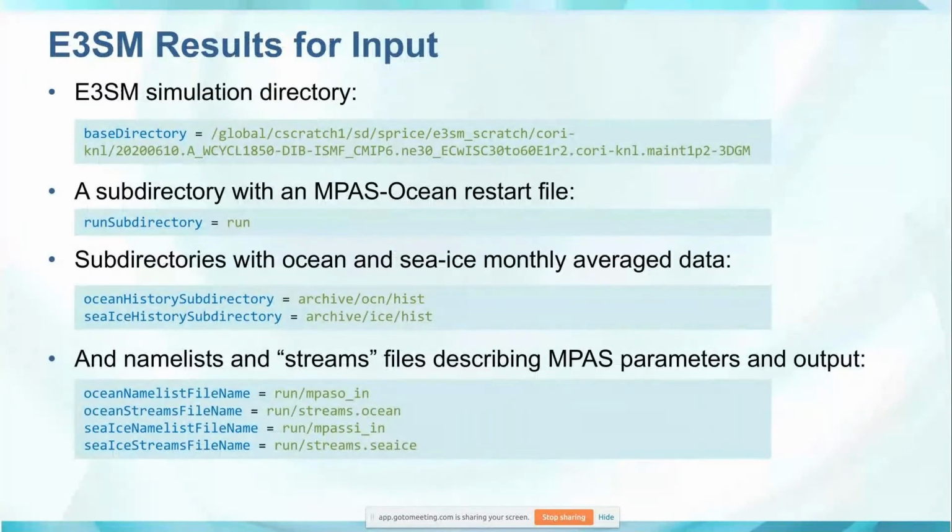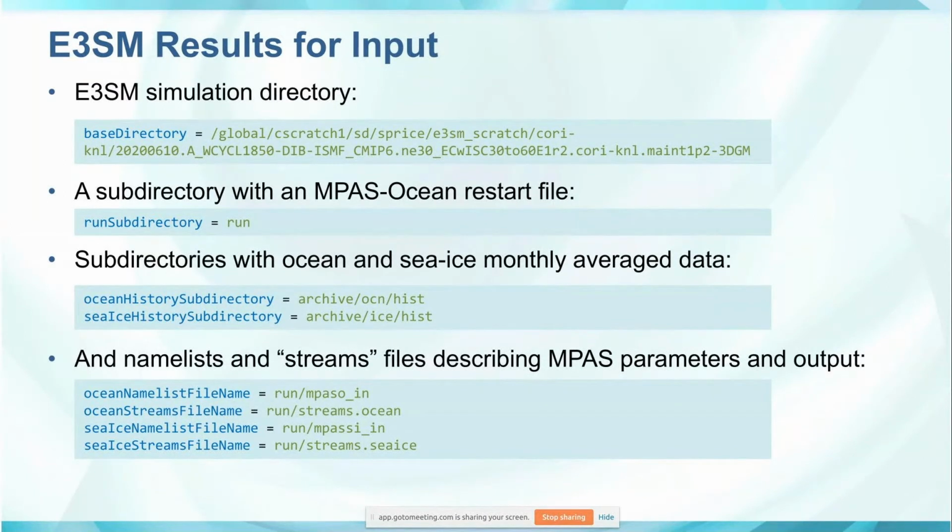And then basically you need to find an E3SM simulation you want to analyze, so give a base directory to it. And somewhere within that base directory, you have to have a run directory where there's a restart file for MPAS Ocean and actually also for MPAS Sea Ice. Then there needs to be some time series of monthly average data for both the ocean and sea ice model. So you can give a path to that. So for example, if you've done short-term archiving, they might be in a different location than the run directory. And there's a way to specify that.